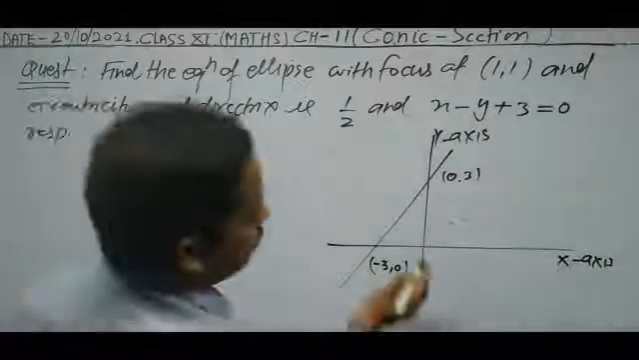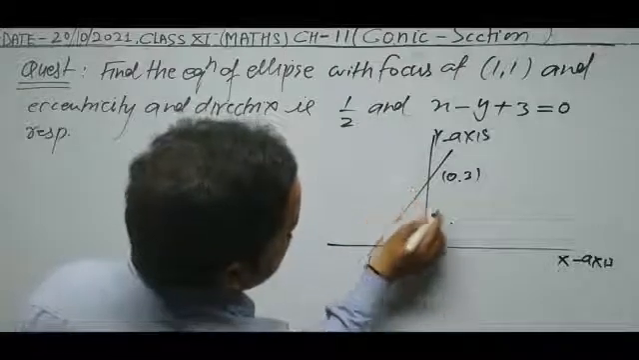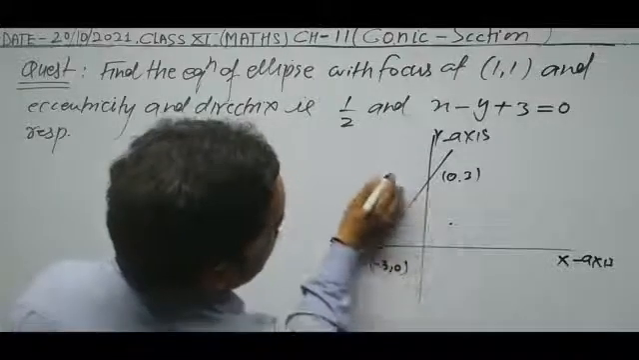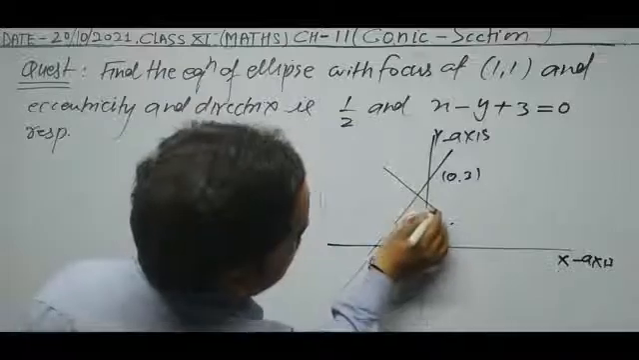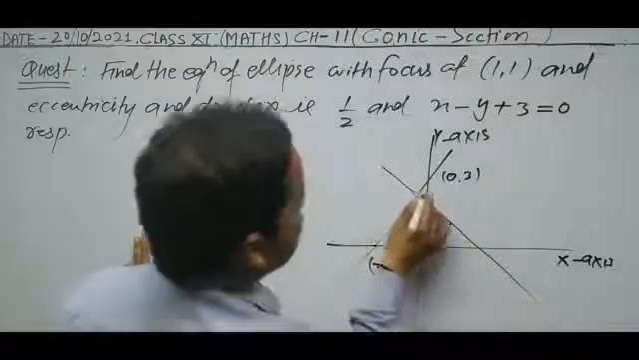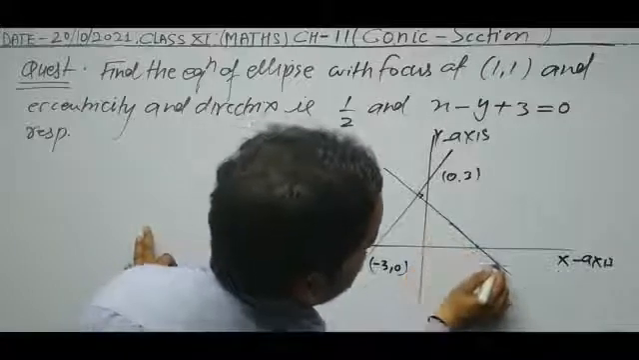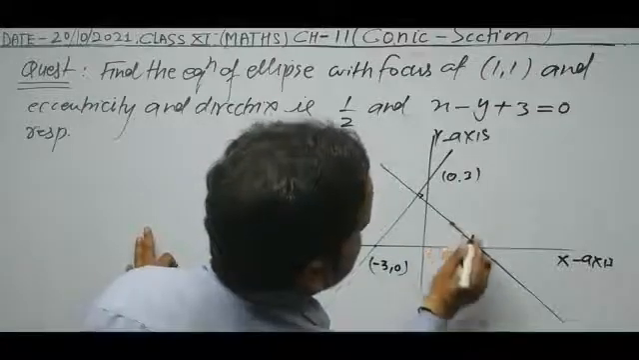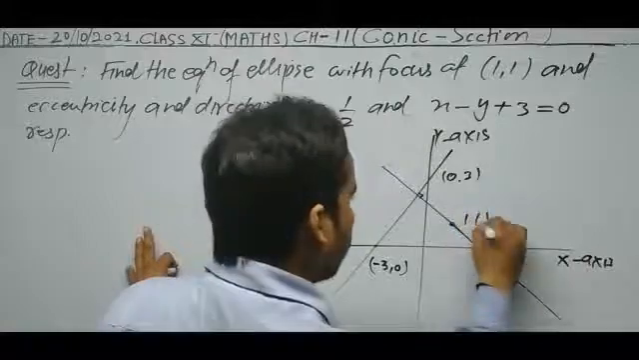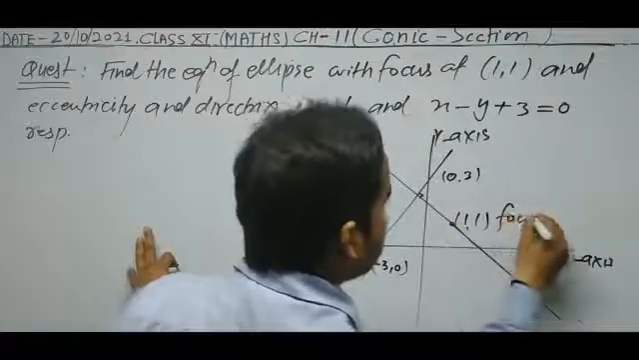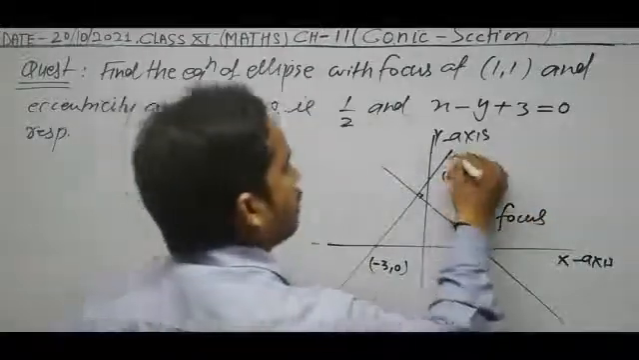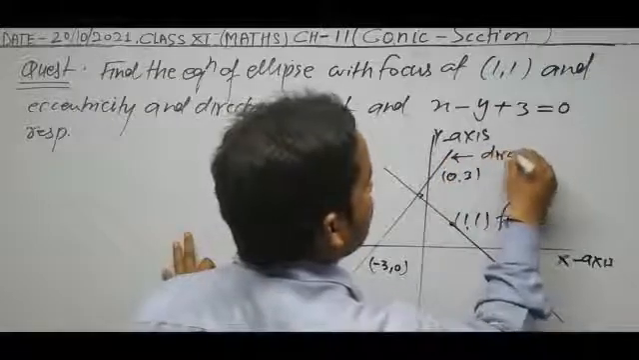And you will see the focus lies on the axis of ellipse. So you have to draw the line perpendicular to the directrix. So this will be the axis of ellipse. This is the axis of ellipse. This is 1, 1. This is the focus. And this is the directrix.